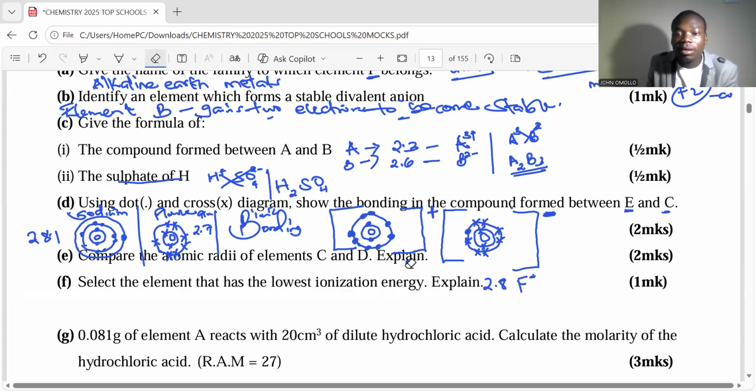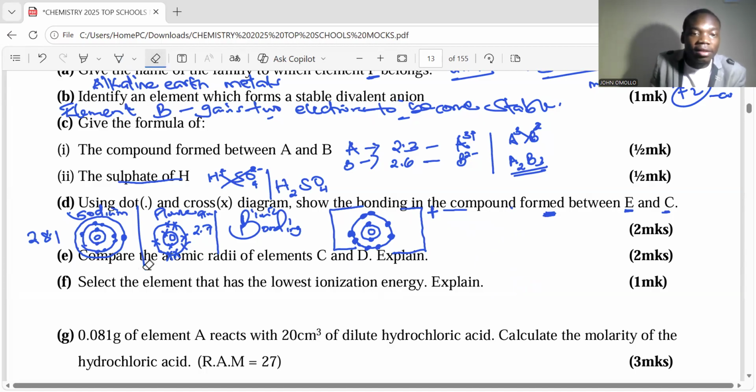So allow me to clean this particular space for the next question. So I think that space is enough.